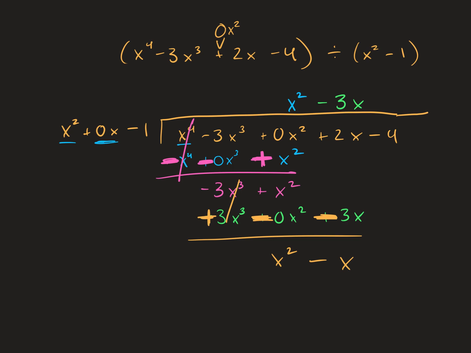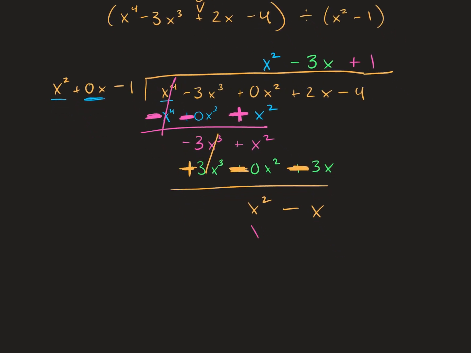Now we do it again. Divide. What is x squared divided by x squared? 1. So plus 1. Multiply. We get x squared plus 0x minus 1. Change the signs and combine. So x squareds cancel. This would be negative x minus 3.